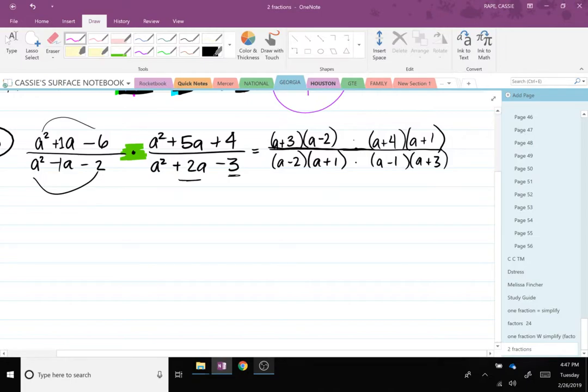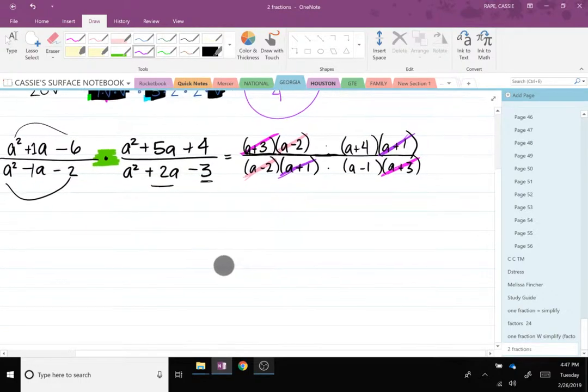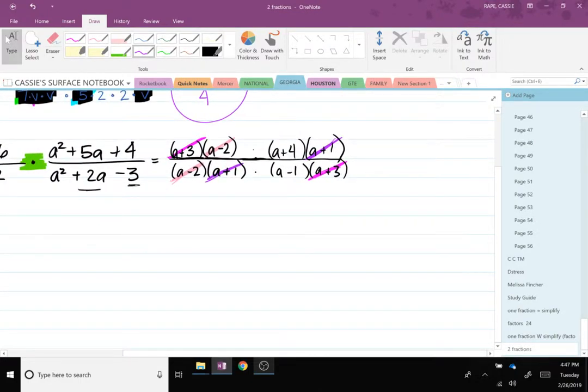So take a look here at a plus 3. I can cancel the a plus 3 in the numerator with this a plus 3 in the denominator. And then let's see, is there an a minus 2? Yep, an a minus 2 in the numerator, and this is a minus 2 in the denominator. Then I'm going to look at a plus 4, nothing to cancel, so that has to stay. A plus 1, I've got an a plus 1 in the numerator and an a plus 1 in the denominator, so those cancel. So all I'm left with is a plus 4 over a minus 1.